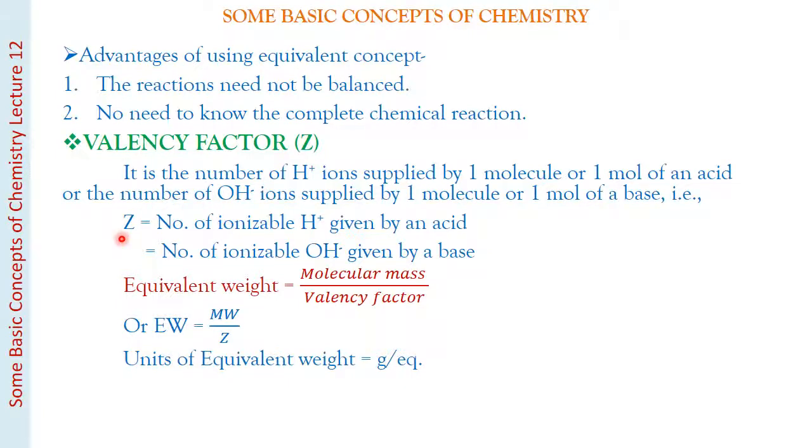So we can say that Z is equal to the number of ionizable H+ ions given by an acid or the number of ionizable OH- ions given by a base. And the equivalent weight is going to be the molecular mass divided by the valency factor. So in symbol form we can write equivalent weight EW is equal to MW, the molecular weight, divided by Z, the Z factor. And the units of equivalent weight are grams per equivalent.